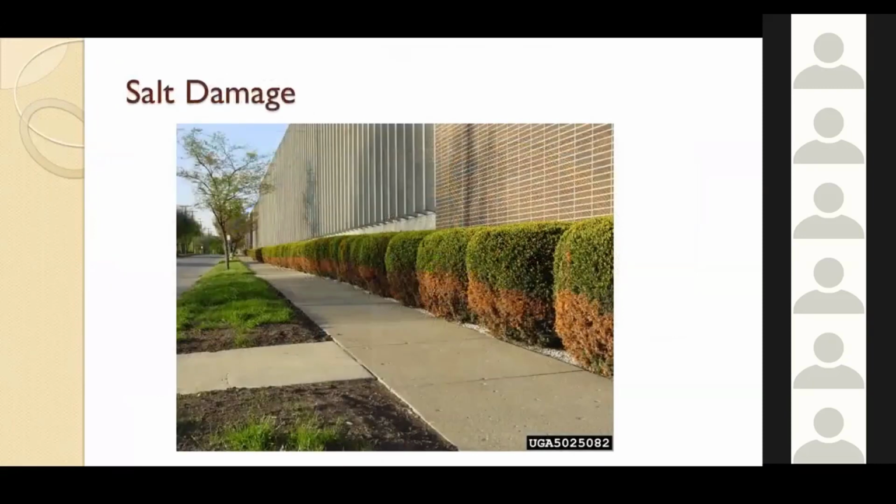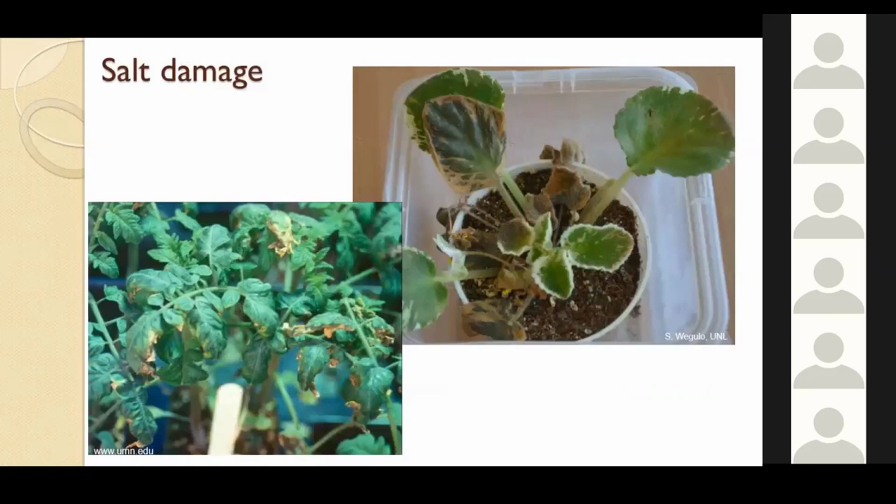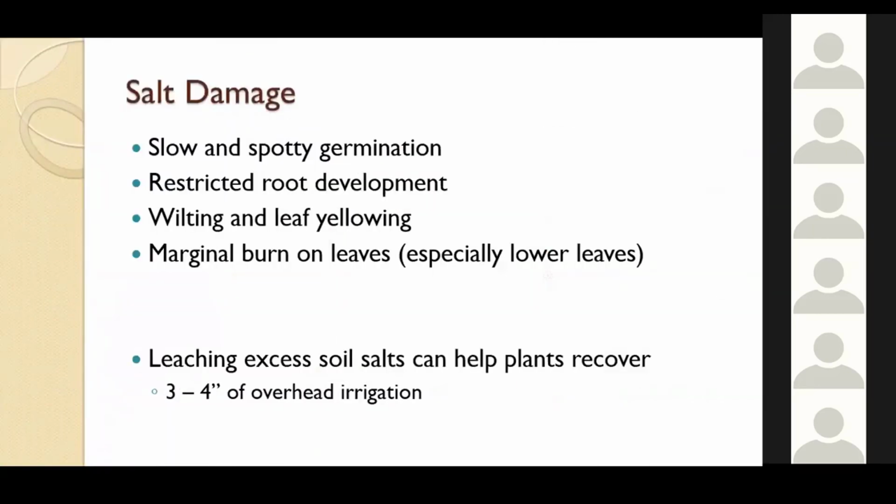Another one is salt damage. Here we have just injury from salt that's been applied to the sidewalk. But more often than not, our salt injury will look more similar to this, where there's just a little bit of burning on the margins of the leaves. Typically with salt injury, some of the lower leaves are the first ones that tend to show that burning. Also with salt damage, another sign would be slow or spotty germination. Or if you do have restricted root development, that can be another one.